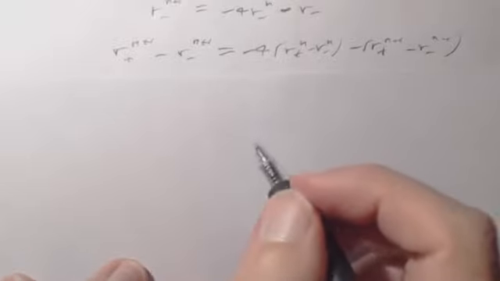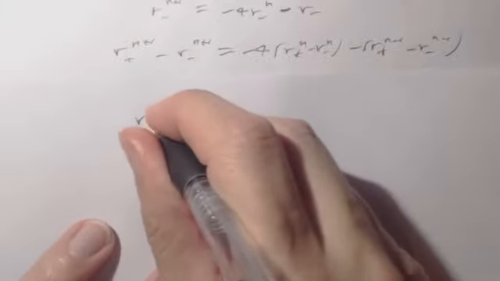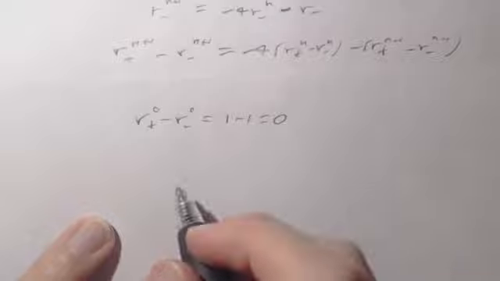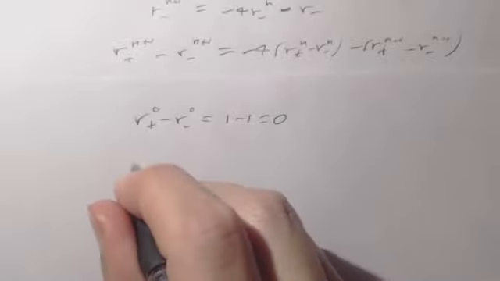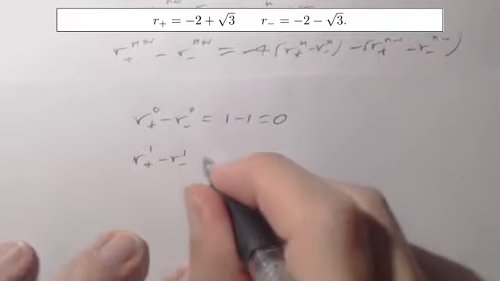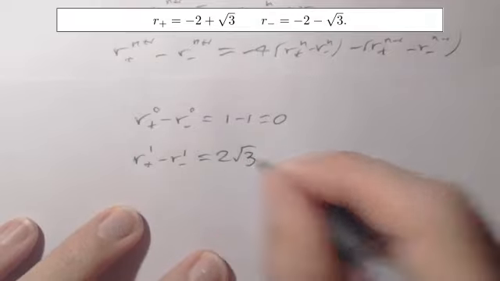If we consider n equals 0, we have r plus to the 0 minus r minus to the 0. It's 1 minus 1. That's just 0. And if instead we consider n equals 2, r plus to the 1 minus r minus to the 1 equals 2 root 3.